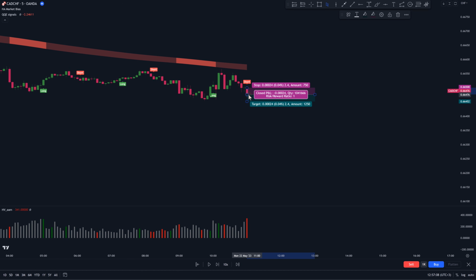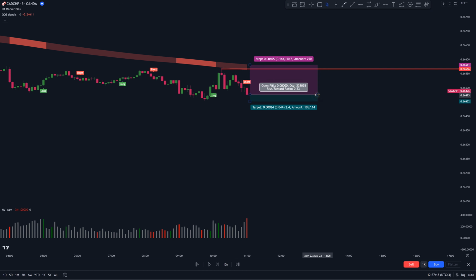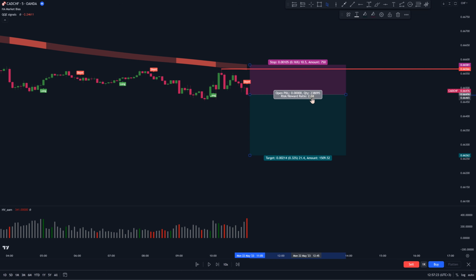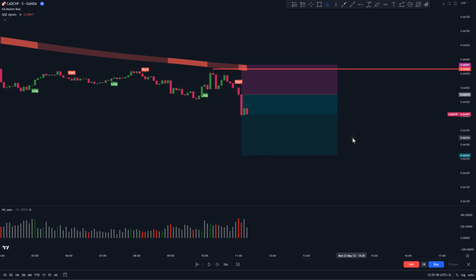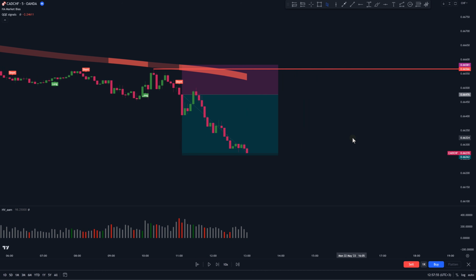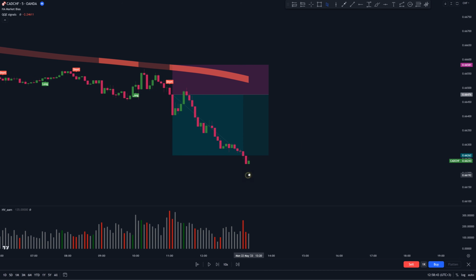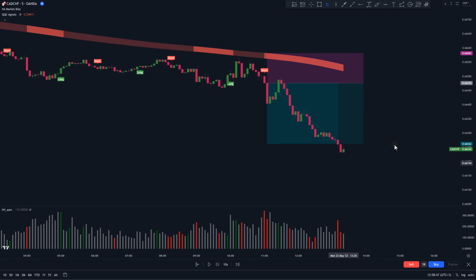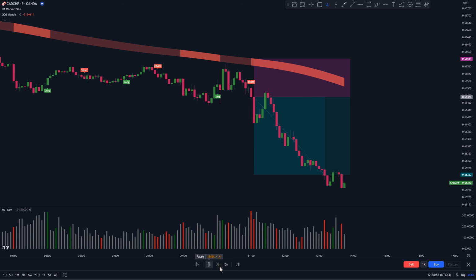The stop loss is going to be set above the most recent swing high. For the take profit, we're going to set it at 2 times the risk. We let the trade run and take profit. This is just one of the many strategies that you can do using the market bias indicator.